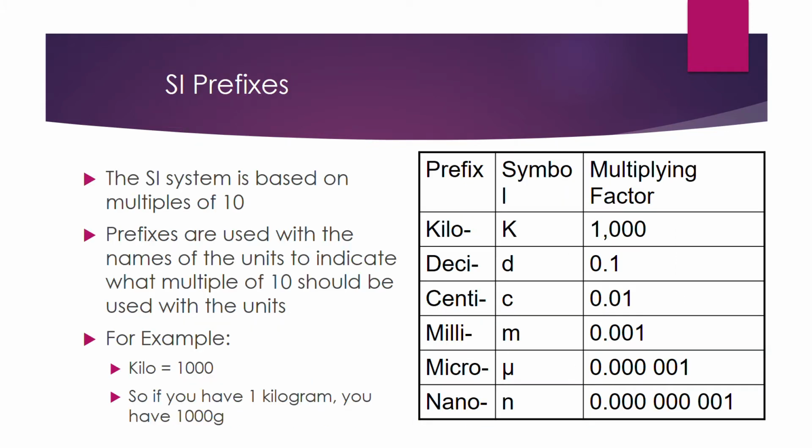And there are prefixes that go with those as well. The SI system is based on multiples of 10, and we can use prefixes to indicate which multiple of 10. So for example, the prefix kilo means 1,000. So if you have a kilogram, you have 1,000 grams. Milli means 1/1000th. So if you have a milligram, that's 1/1000th of a gram. And in classes like this, you will often work with things as small as the micro level. So micrograms or microliters are common units of measurement.